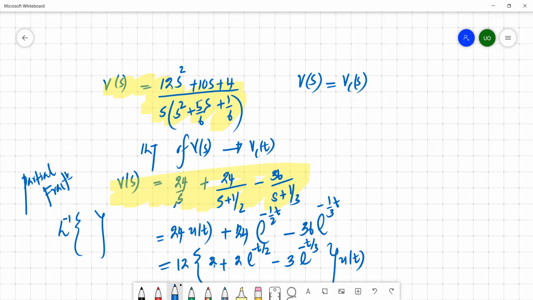Okay. If you rearrange these terms, taking the exponential terms first, let's assume Vt. So if you put the exponential terms first, and then 24, by looking at this, you can see this would be the natural response.